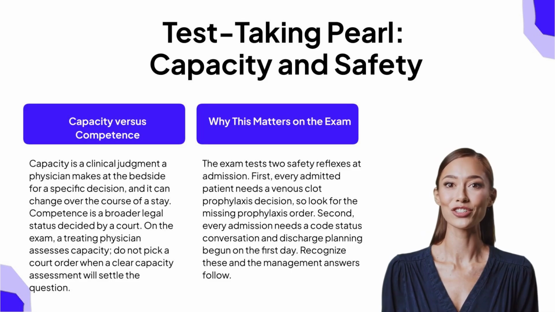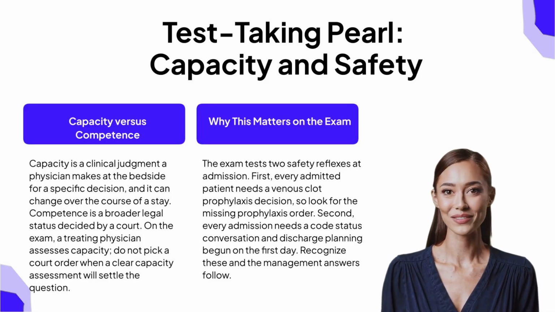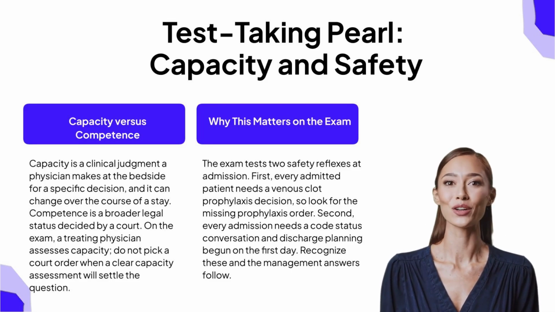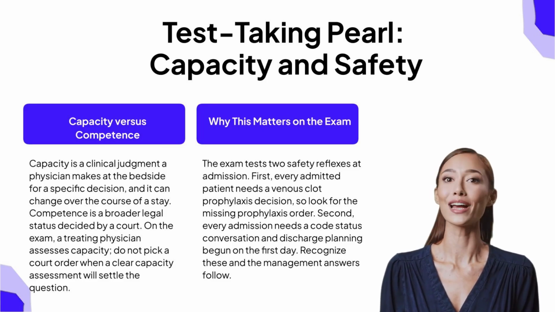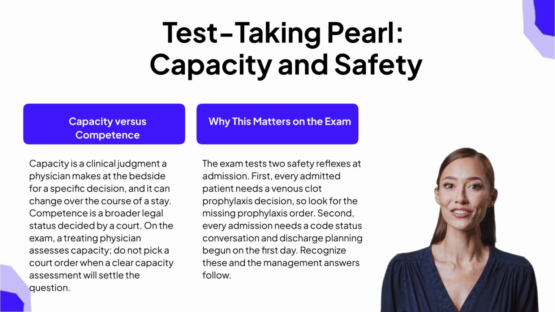Second, remember 2 safety reflexes at admission. Every admitted patient needs a decision about clot prevention, so when a stem hands you an order set, look for the missing prevention order. And every admission needs a code status conversation along with discharge planning that begins on the first day. Recognize these, and the management answers follow.